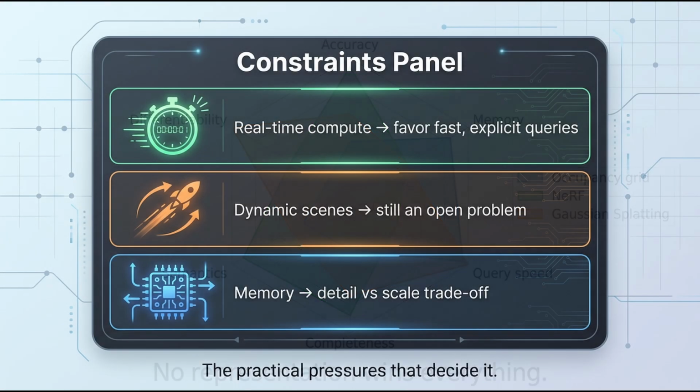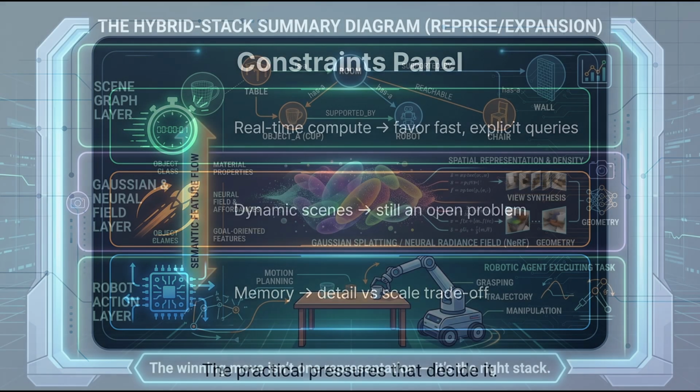Dynamic, changing environments remain genuinely hard for every representation on this list. Most were designed for static scenes, and handling motion is an active research problem. And memory forces the eternal trade between detail and scale.